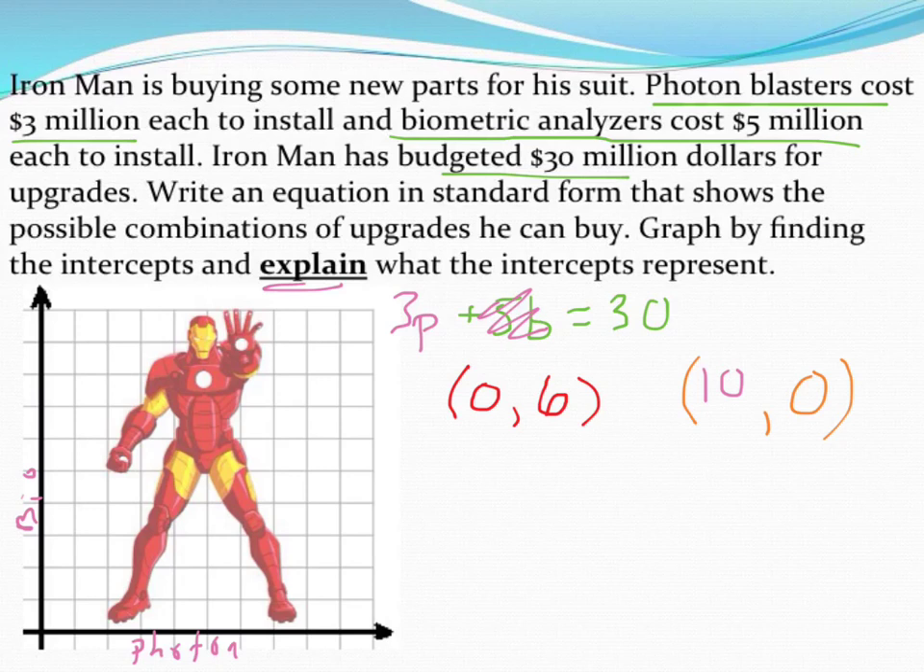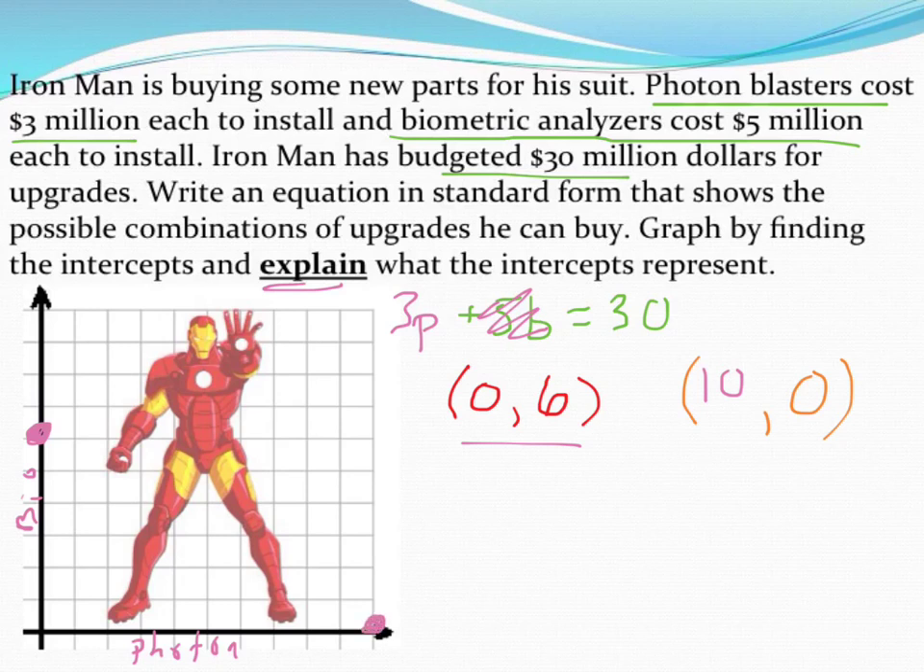So my first point was at (0, 6). So 0 left or right, and then up 6. I'm just going to assume my graph goes by the millions. So 1, 2, 3, 4, 5, 6 million. So there's 1 point on my graph. The other point was (10, 0), so I'll buy 10 photon blasters. 1, 2, 3, 4, 5, 6, 7, 8, 9, 10.